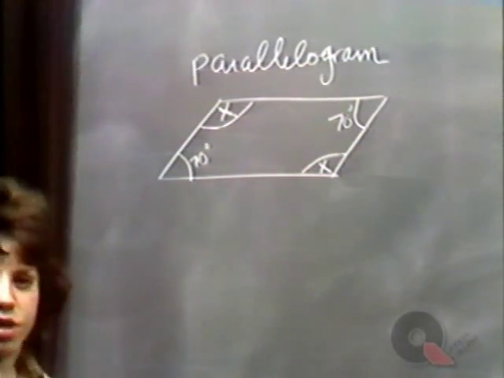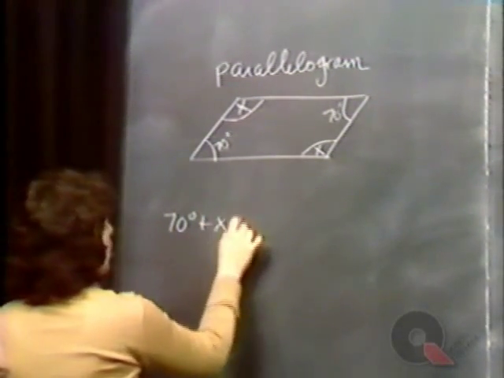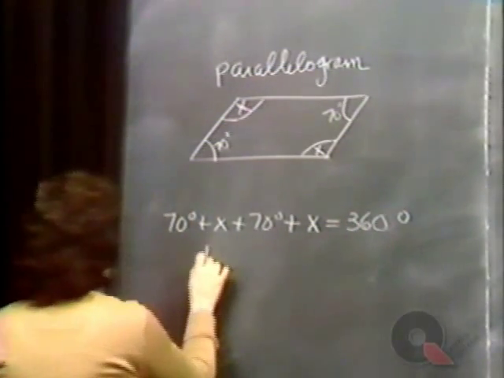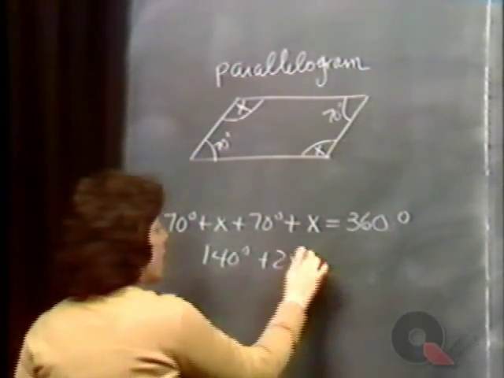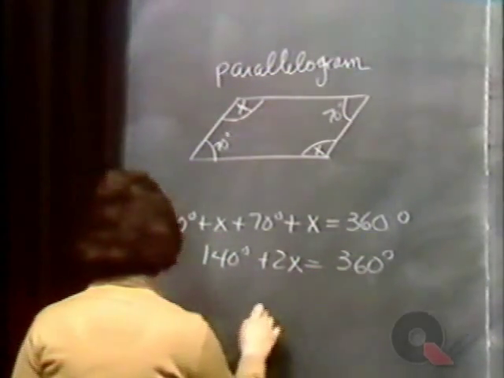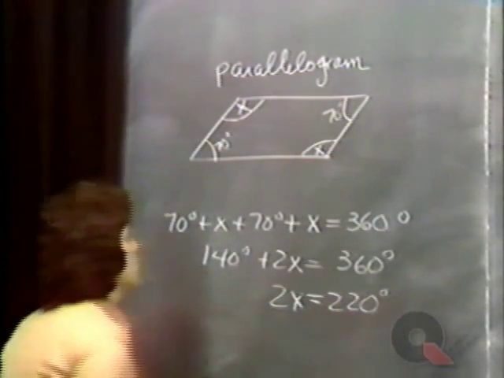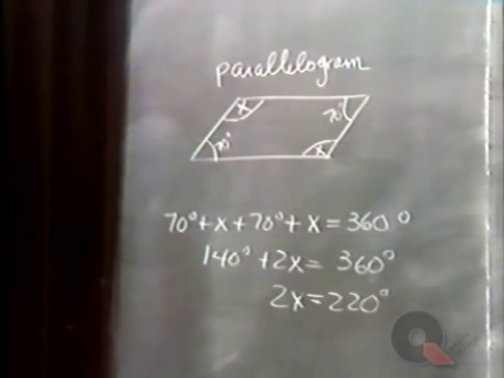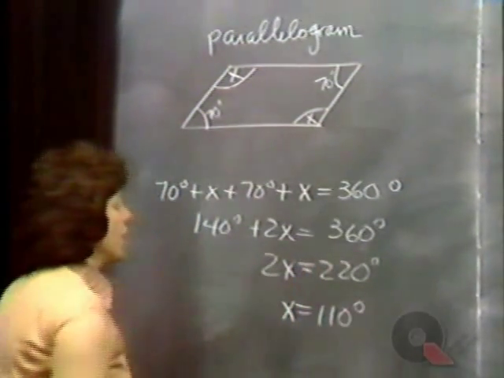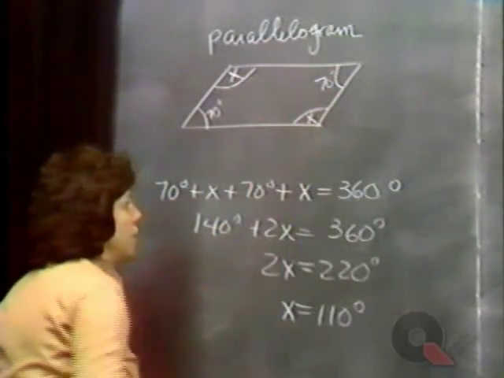Now, since it is a quadrilateral, the angle sum is going to be 360 degrees. So 70 degrees plus x plus 70 degrees plus x must be 360 degrees, or 140 degrees plus 2x is 360 degrees. That gives us that 2x is equal to 220 degrees, subtracting 140 from both sides, and x comes out 110 degrees, dividing both sides by 2.